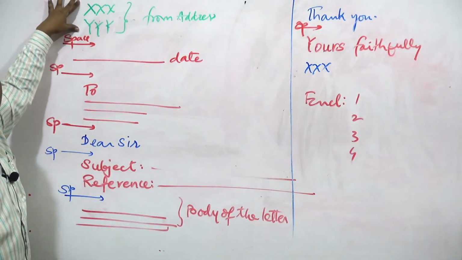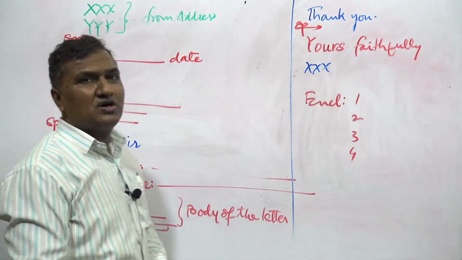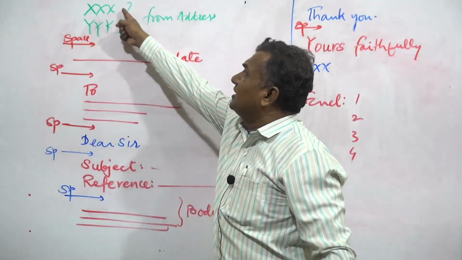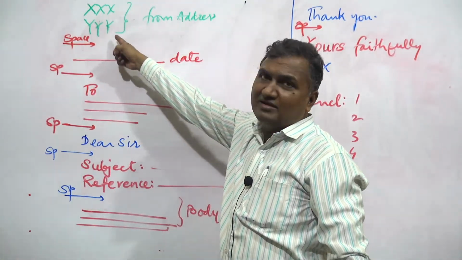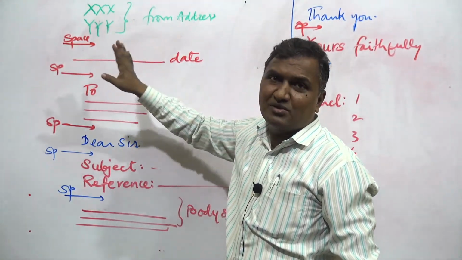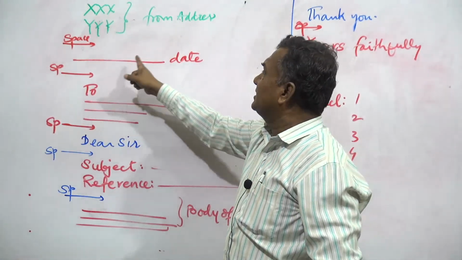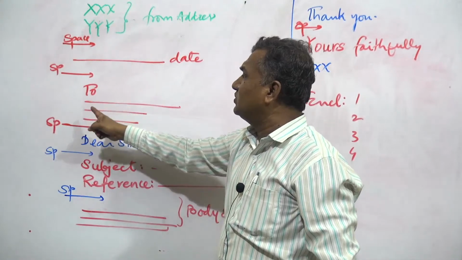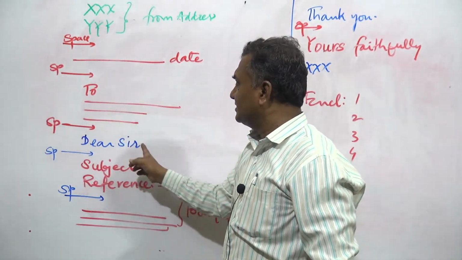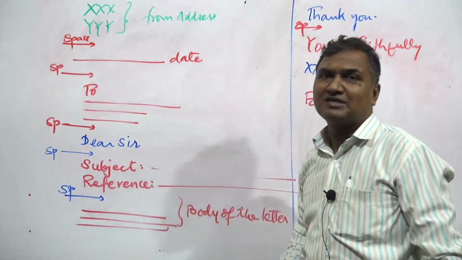Sender's address is also called sender's address. XXX, you should not write your name here. Y, the name of your place, don't write Kalaburgi or any other place. Then the date, leave the space. To address, then dear sir, then subject.